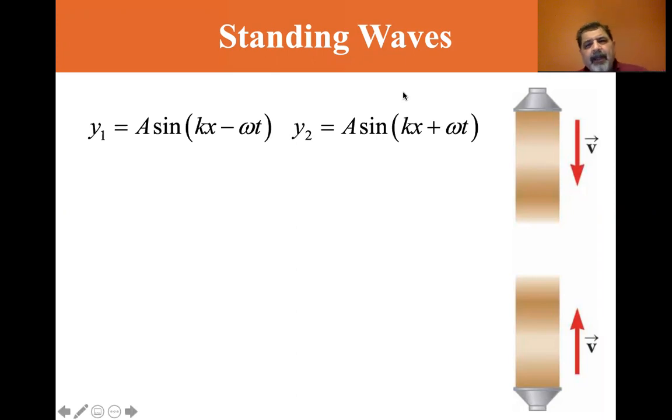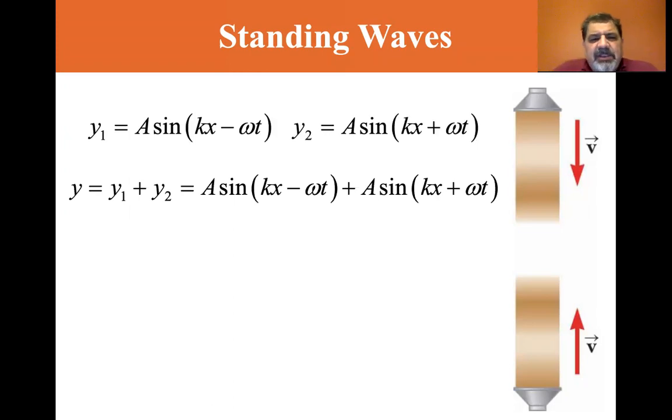You have y1 equals A sine(kx minus omega t), and y2 is equal to A sine(kx plus omega t), because they're going in opposite directions. The kx is just the position. You remember k is called the wave number. It's 2 pi over the wavelength. So if we add these together, y1 plus y2, we get A sine(kx minus omega t) plus A sine(kx plus omega t). One is minus omega t, the other is plus omega t.